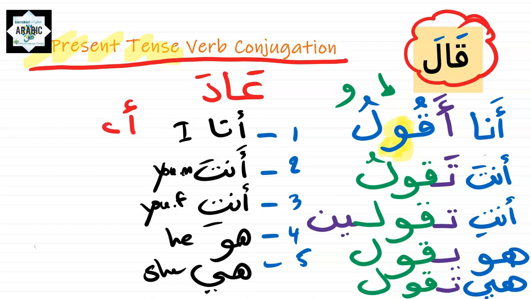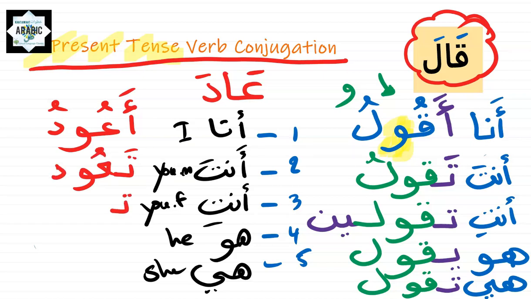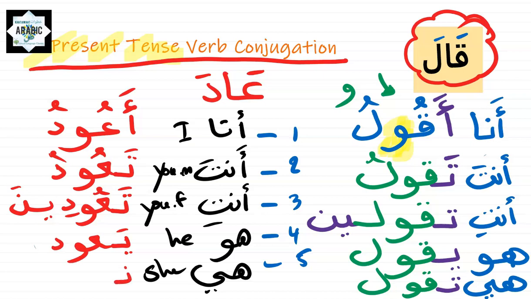أنا أعود. أنت تعود, you return. أنتِ تعودين, you return, female. هو يعود. هي تعود. As I write this, I can categorize this set of verbs as alif changing to waaw.